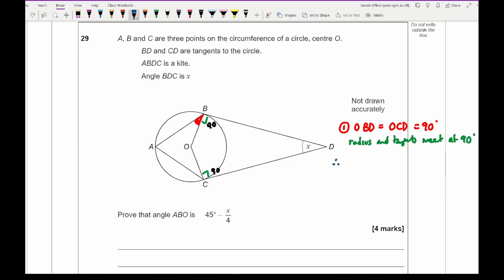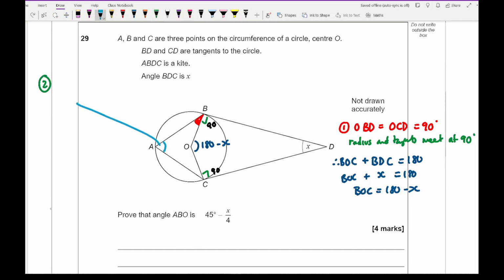So therefore angle BOC plus angle BDC must add up to 180 because angles in a quadrilateral add up to 360. So if angle BDC is X, then BOC is going to be 180 minus X. So I can write this angle here as 180 minus X. Now from that, number 2, this angle here, BAC, is going to be half of the angle of BOC, because it's an arrowhead. So therefore this angle here is going to be 90 minus a half X.